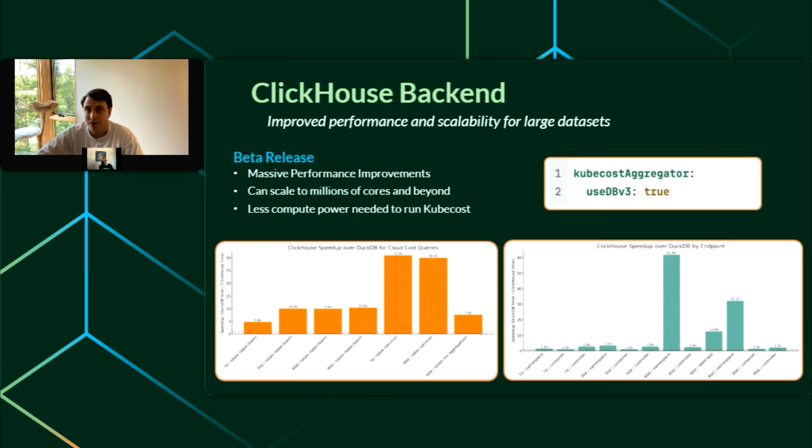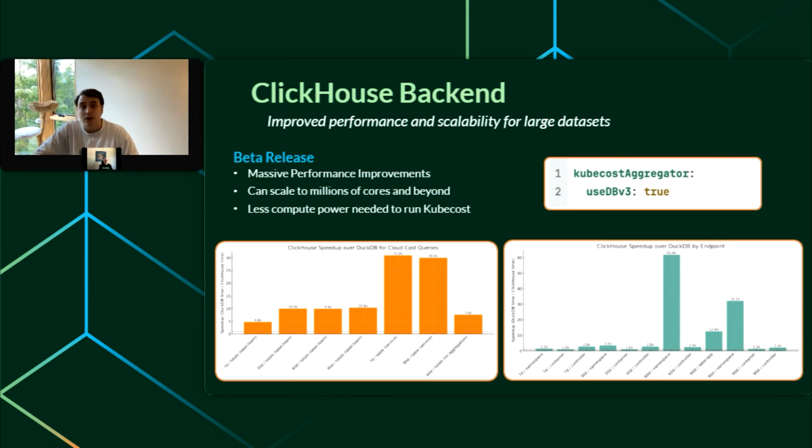If you want to try it out, I would encourage you to reach out to us beforehand so that we can be on alert for your messages and feedback from your trial of the ClickHouse beta backend. But if you do want to try it out, it is very much just one flag in the Helm chart. As you can see, it's just kubecost aggregator use db v3 equals true. And that's all you need to do to enable it.